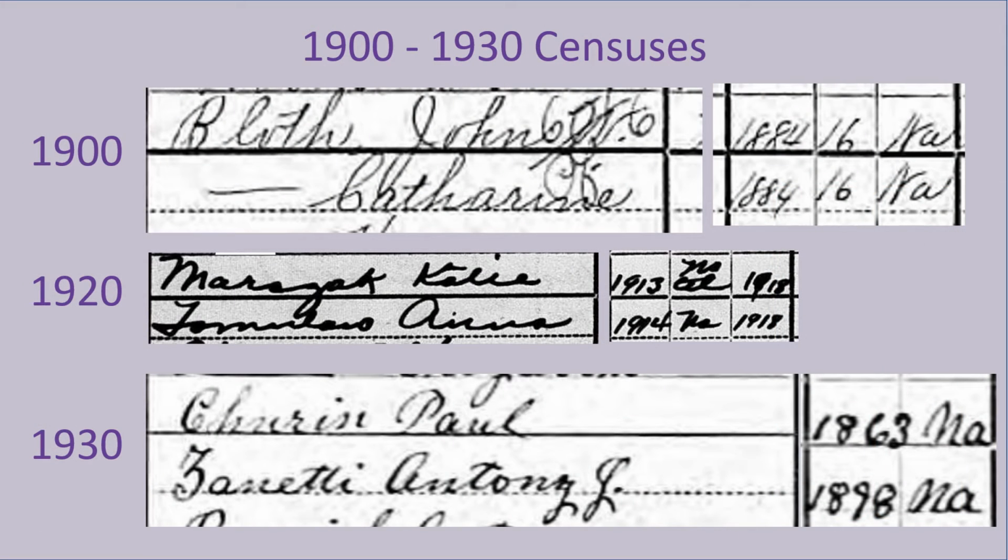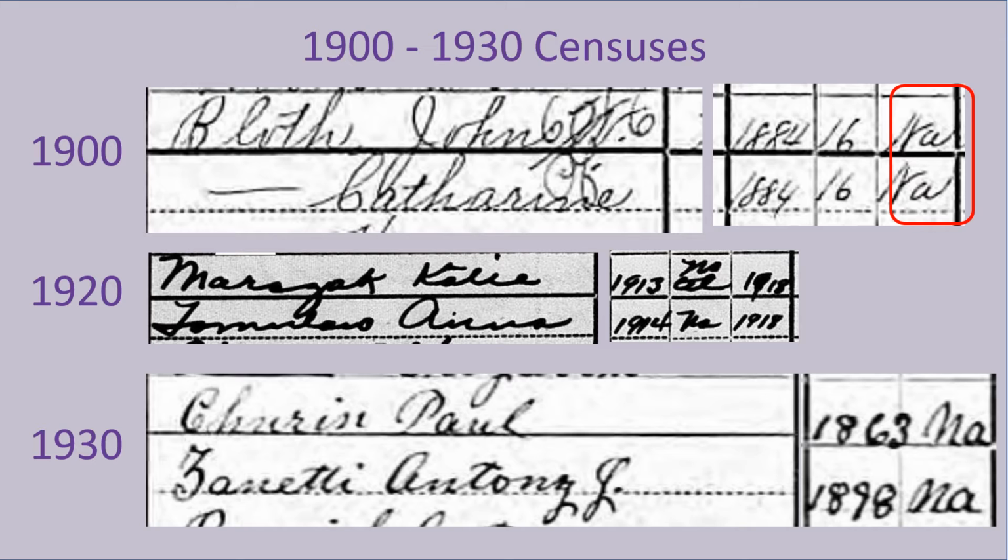The censuses from 1900 to 1930 ask for information on immigration and naturalization. NA means they have been naturalized. This gives you a clue to look for naturalization papers that will likely give the exact date of birth.